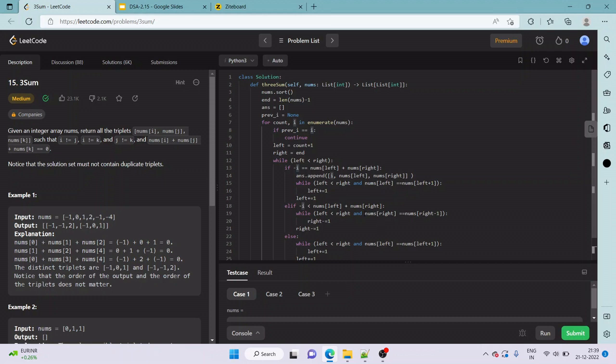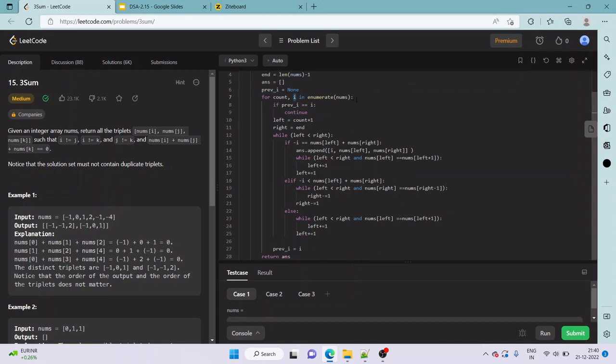So as you can see here, what I'm doing is initially sorting the array, finding the length of the array, and this is the list which has the answer. We will iterate along the array, and if I is equal to the previous I, we'll move ahead. We'll not do further calculations for the same value of I if we have already done it previously. Now we'll just have the left and the right. Left would be one step ahead of the value of I, and right would be at the end.